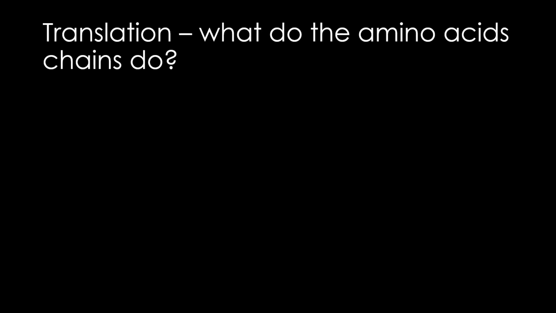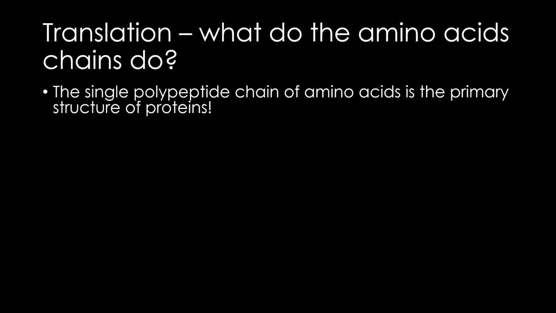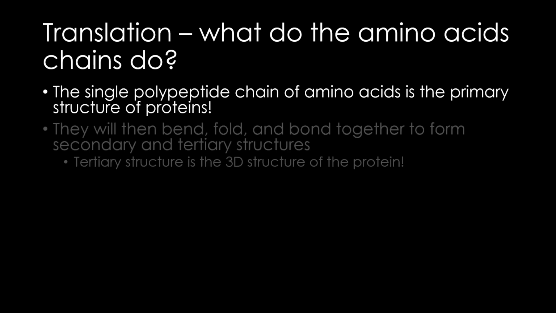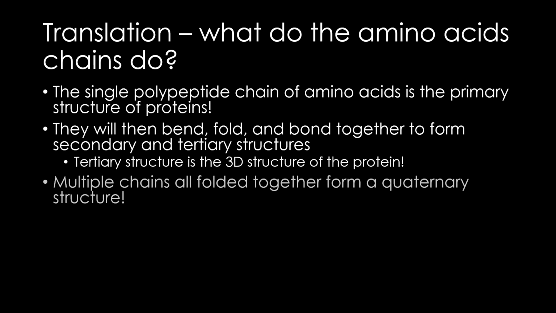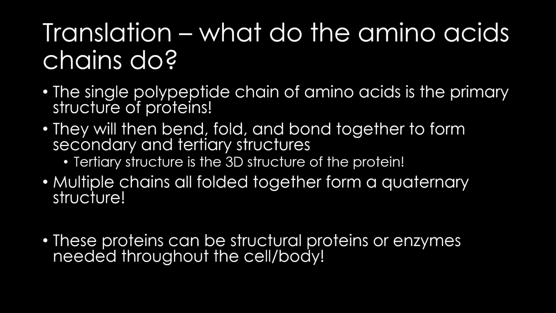What do the amino acid chains do? The single polypeptide chain of amino acids is considered to be the primary structure of proteins. The chain will then bend, fold, and bond together to form secondary and tertiary structures, resulting in 3D structures of the protein. If multiple chains are folded together, it forms a quaternary structure. These proteins that the chain encodes for can be structural proteins or enzymes needed throughout the cell.